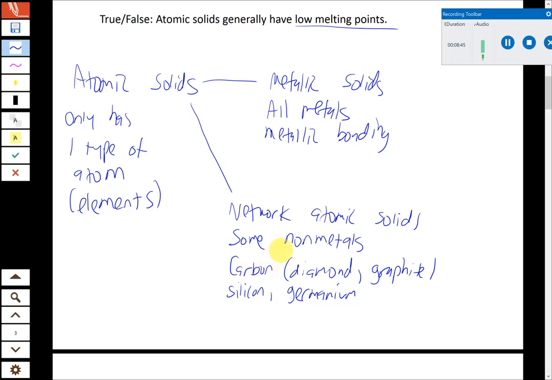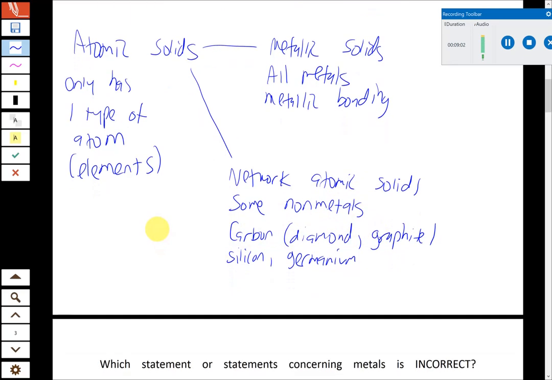So we know that a lot of the nonmetals form molecules like N2, O2, F2, Cl2, all those diatomics, P4, S8. A lot of the nonmetals form molecular solids, but in some cases, carbon being the most common example, they form network atomic solids. And in these substances, the atoms are all held together by covalent bonds. Okay. So in both types of substances, there are relatively strong bonding interactions, either metallic bonds or covalent bonds, that are holding the atoms together.